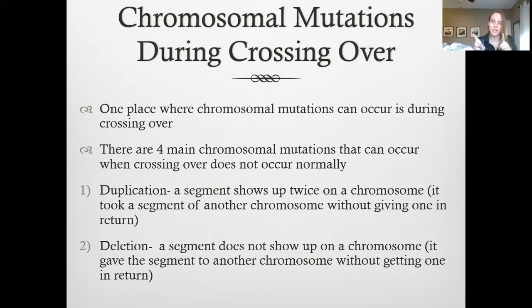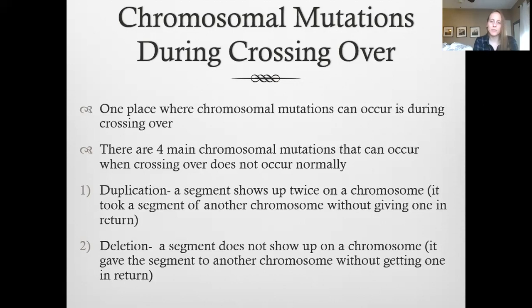So chromosomal mutations can happen during crossing over. If you remember, crossing over is when you have the tetrad form of the homologous pairs, and then two of the non-homologous sister chromatids touch each other and swap some alleles. And there are a couple different things that can happen if that swapping of alleles doesn't go correctly.